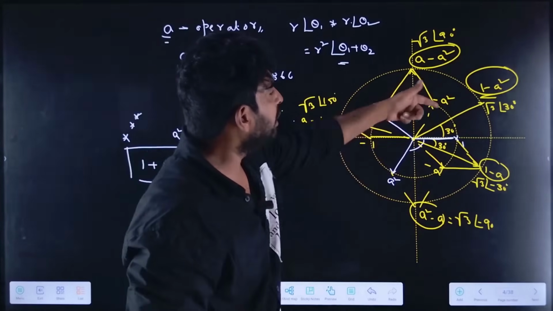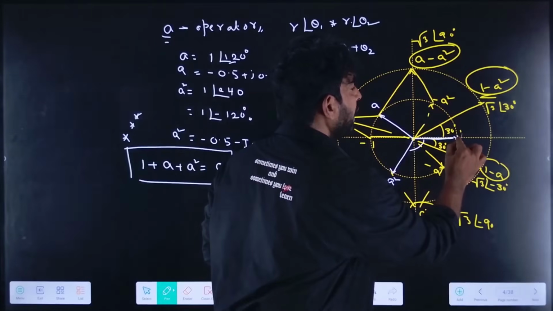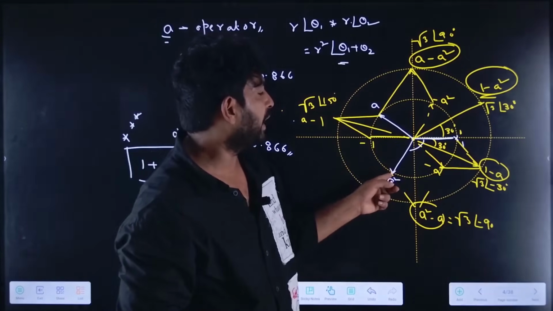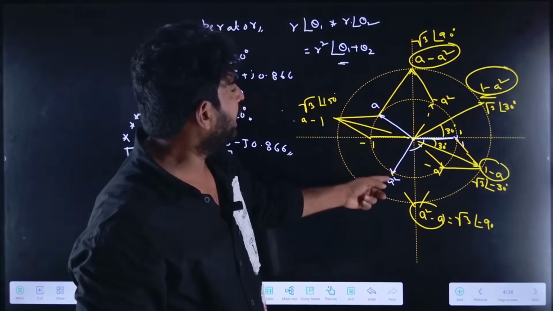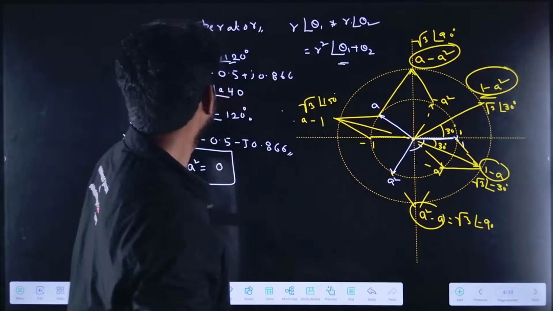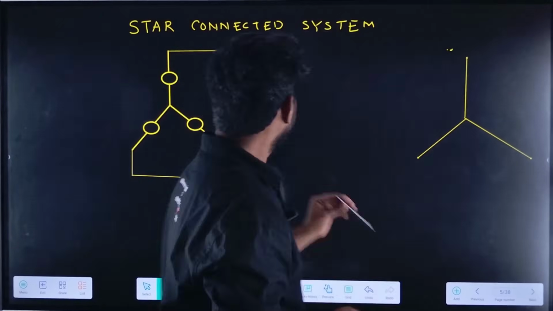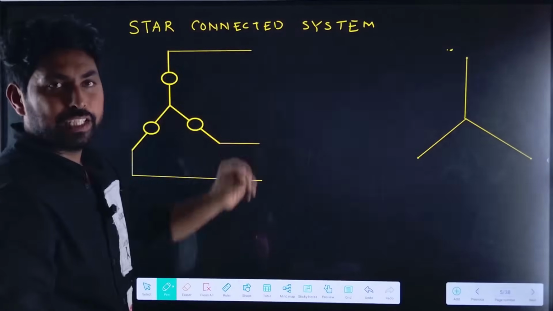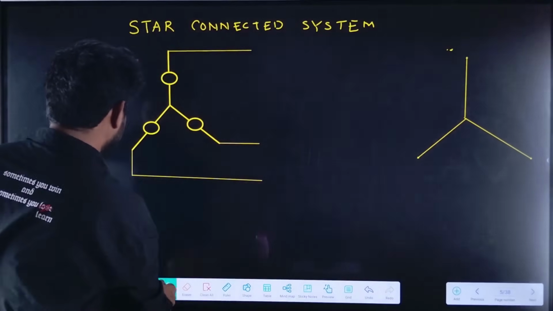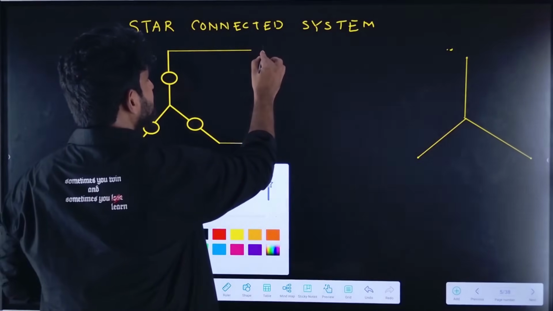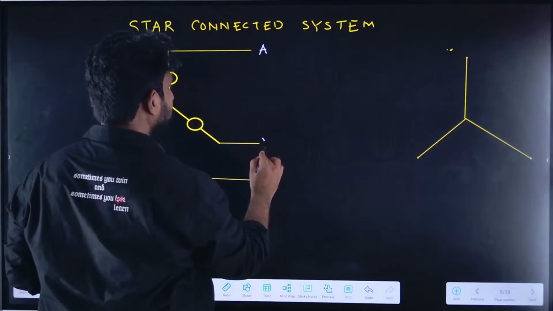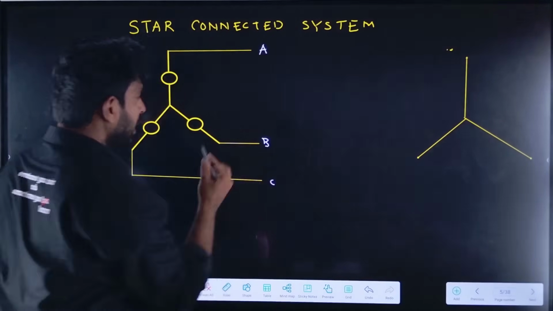The lower circle will be here 1, and here 1 at an angle of 120, and here 1 at an angle of minus 120. Star connected system. Here we have the star connected three-phase system. Let me take the phase sequence A, B and C, right?